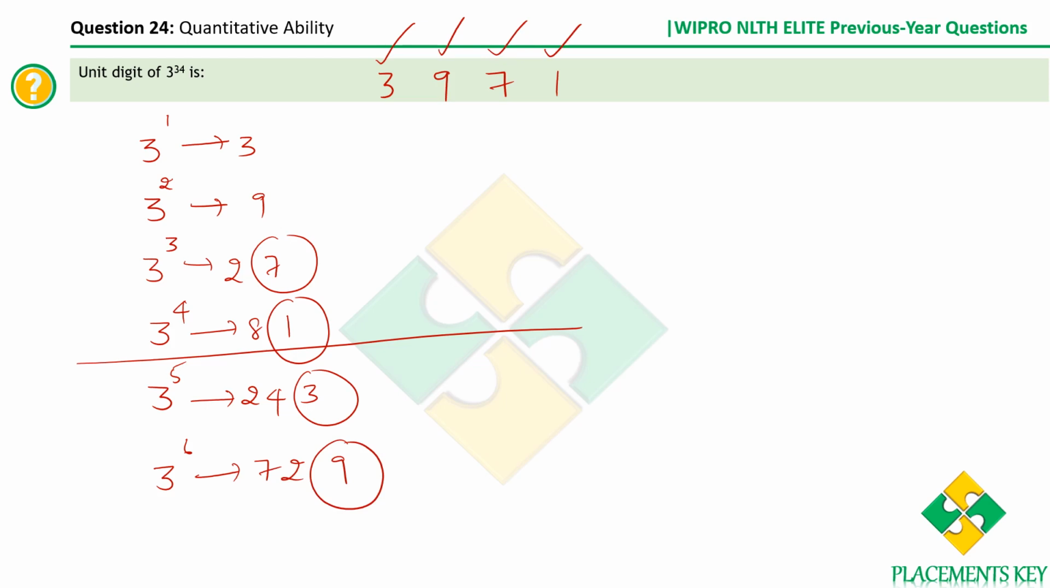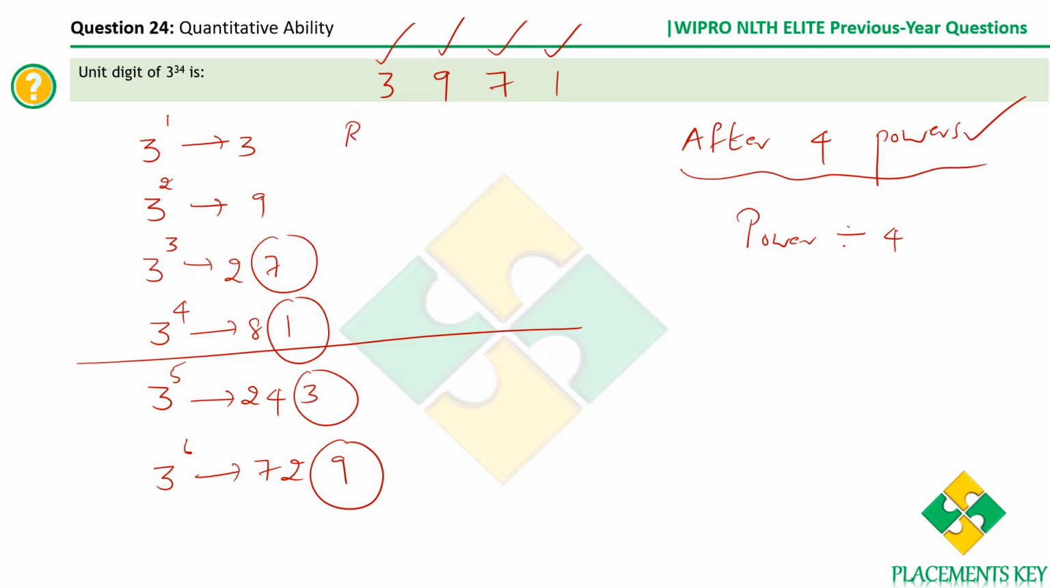Therefore, the unit digit repeats after every 4 powers. Is that clear? Therefore, whenever a power is given, we are not expected to really compute the entire value. We can just go from this. Whatever power is given, just divide it by 4 first. Why 4? Because the power cycle is 4. That is, the unit digits repeat after every 4 powers. Therefore, divide the power by 4.